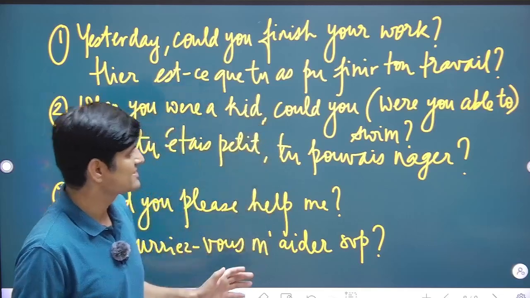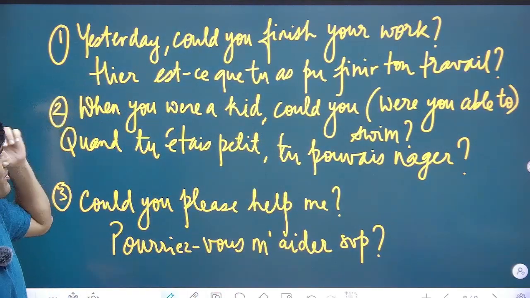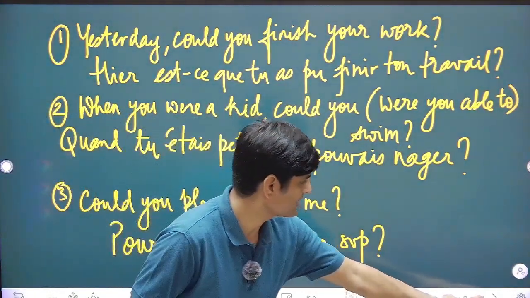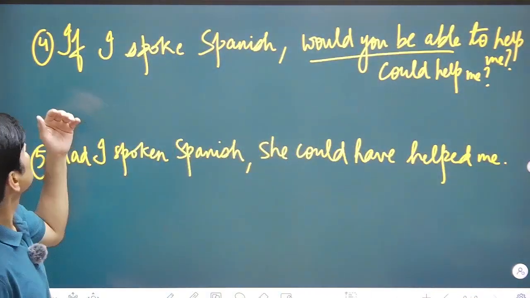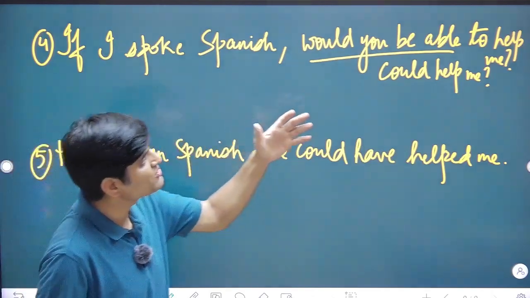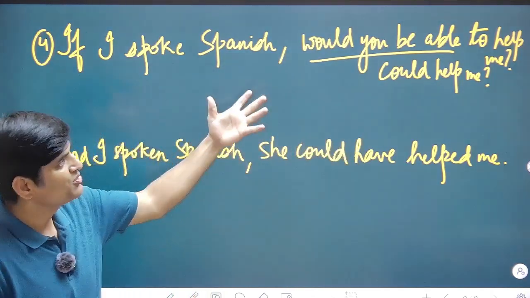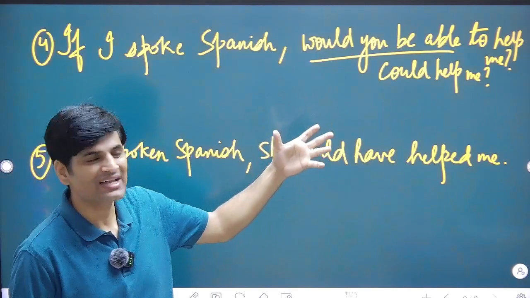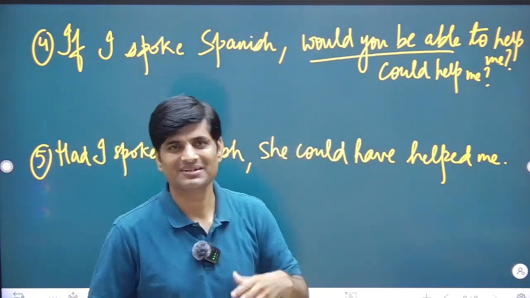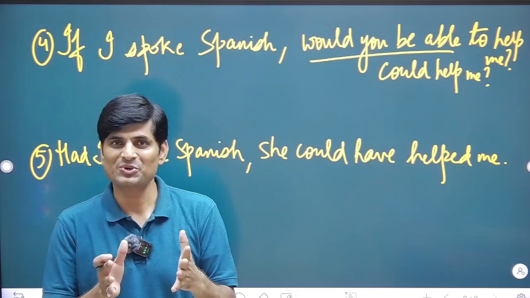So these were the three differences of passé composé, imparfait, and conditional présent that I've put for you. And in the end, if I spoke Spanish, would you be able to help me, or would you be able to can be changed and said as could, because you understand that when can plus would, it becomes could.